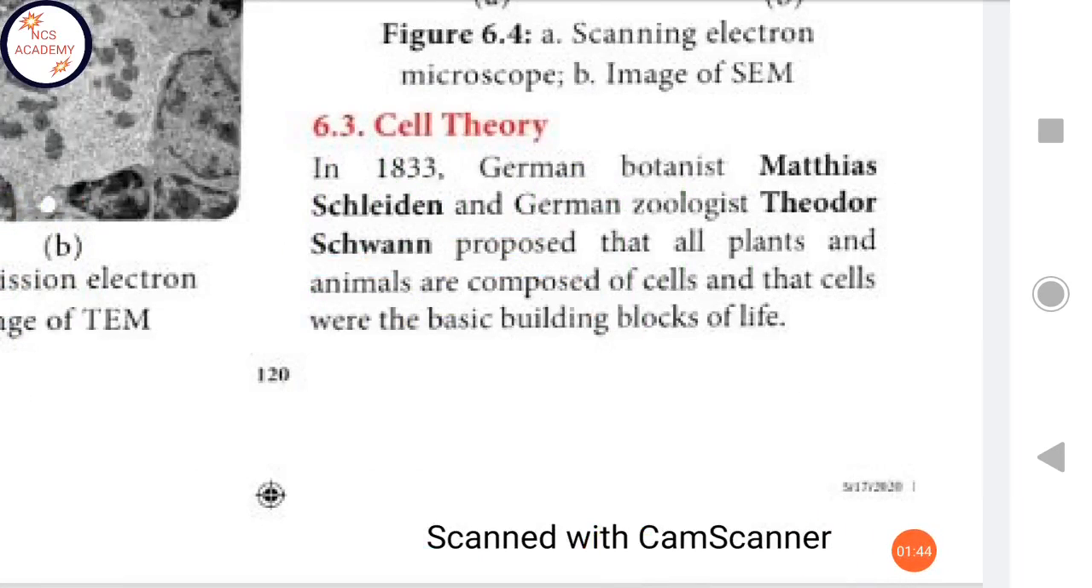Write the modern cell theory and their exceptions. Cell theory was proposed by German botanist Matthias Schleiden and German zoologist Theodor Schwann in 1839. They proposed that all plants and animals are composed of cells and that cells are the basic building block of life.